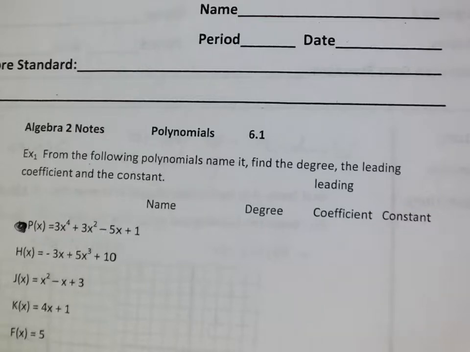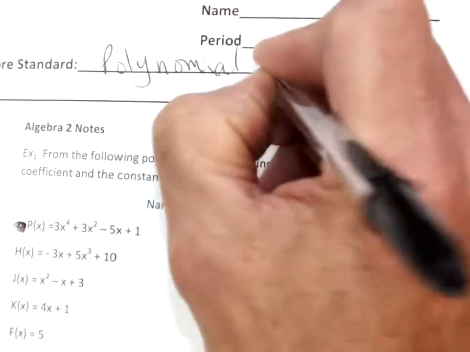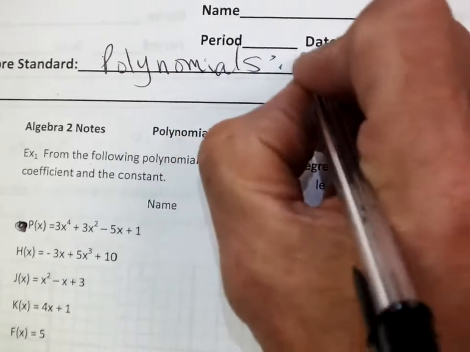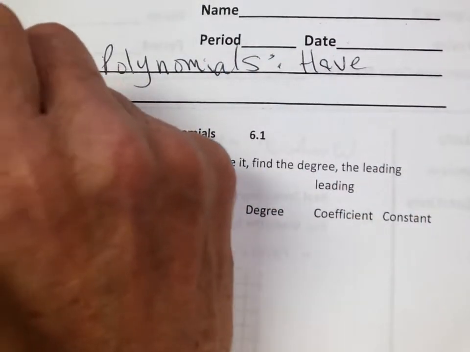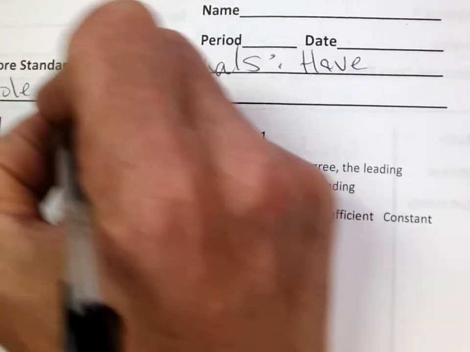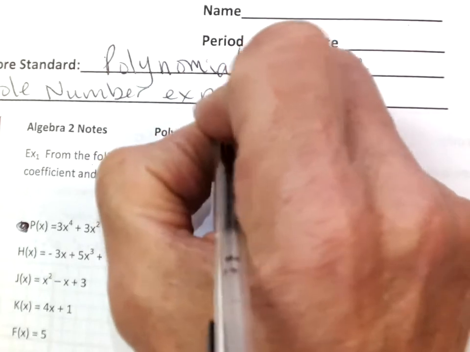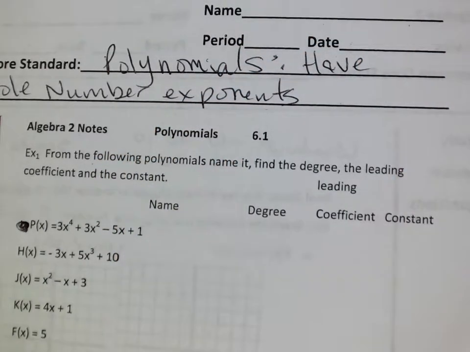So, we're talking about polynomials today, okay? Polynomials. And what do we know about polynomials? More than anything, they have whole number exponents. Okay, polynomials have whole number exponents, okay?